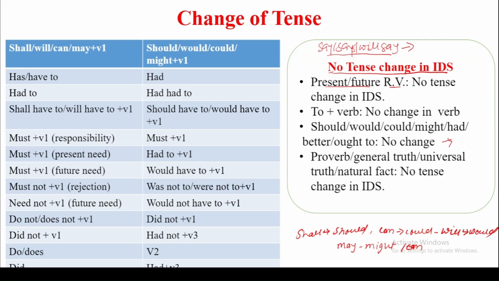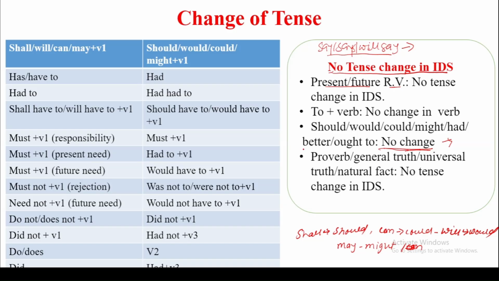If it is an auxiliary verb, it does not change. If there is a main verb, then had plus V3 stays had plus V3. Okay, if there is had better or ought to, we do not change these modal verbs in indirect speech.